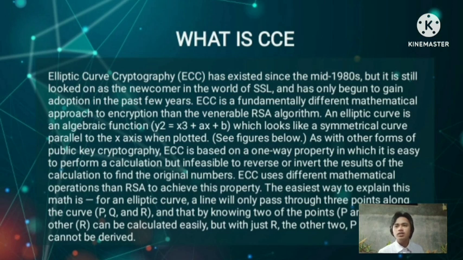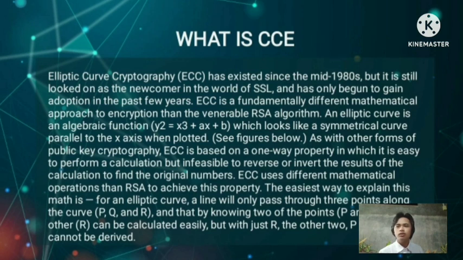An elliptic curve is an algebraic function, y² = x³ + ax + b, which looks like a symmetrical curve parallel to the x-axis when plotted. As with other forms of public key cryptography, ECC is based on a one-way property in which it is easy to perform a calculation but infeasible to reverse or invert the results of the calculation to find the original numbers. ECC uses different mathematical operations than RSA to achieve this property.